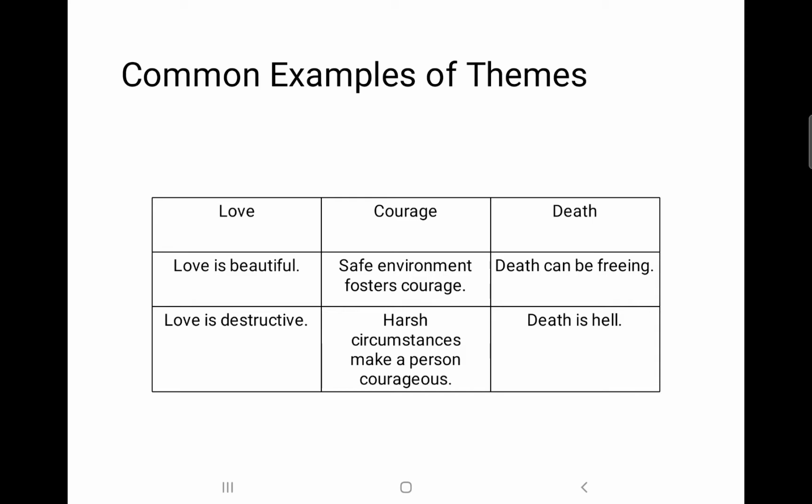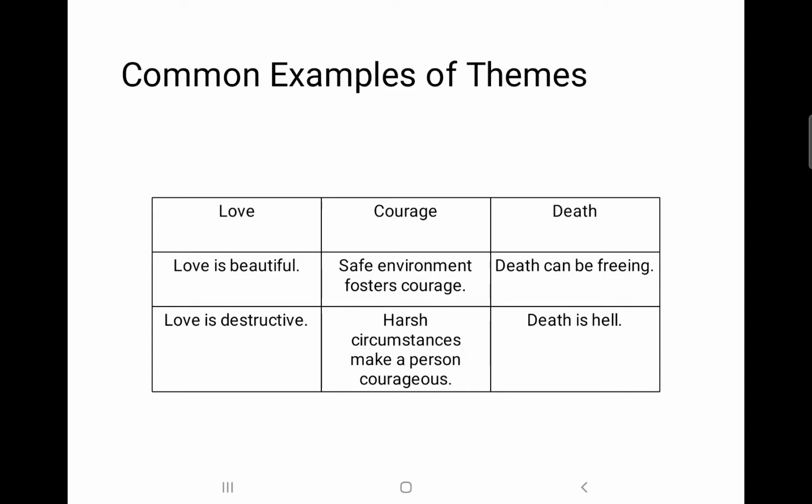Here are the common examples of themes. Abstract notions or ideas like love, courage, death are themes. However, a work of fiction or a poetry always has a specific stand about an idea. So, for example, in one poetry, it could describe love as beautiful, and another poetry would describe love as destructive. So, they have varying definitions and descriptions of love. On one hand, it has a beautiful connotation, and the other one has a negative connotation.